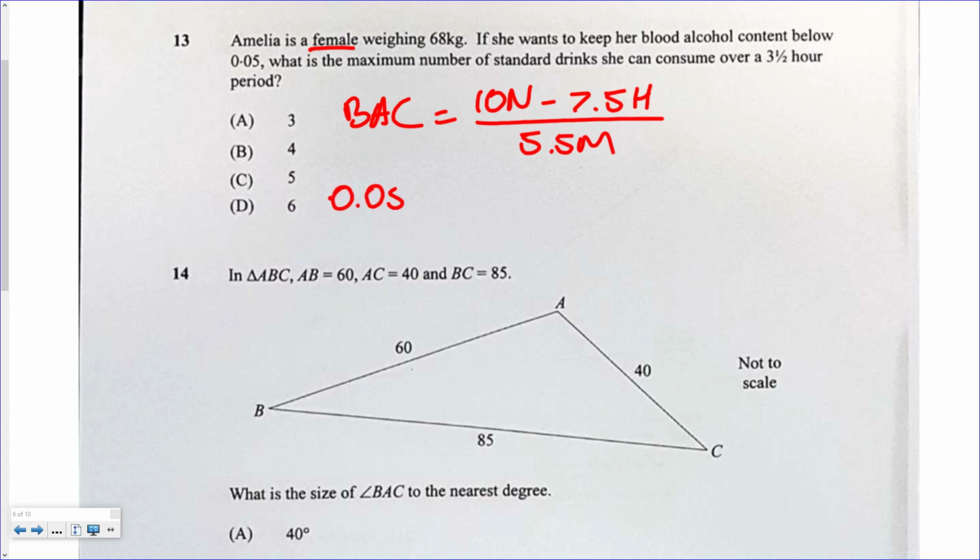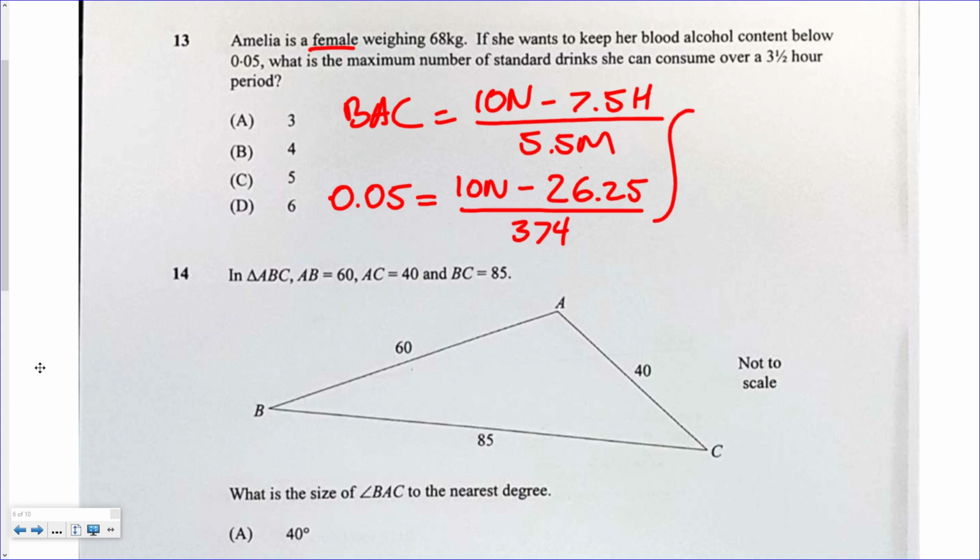So we have 0.05 equals 10 times N, where N is the thing we're trying to find, minus 7.5 times 3.5. When you do 7.5 times 3.5, it gives you 26.25, over 5.5 times her mass. So 5.5 times 68 equals 374. Now I just need to solve this equation.